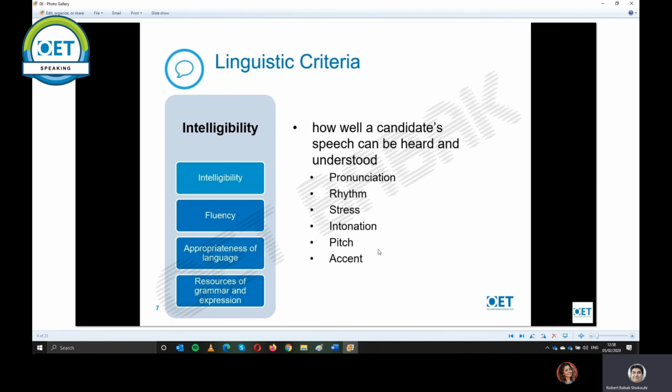And the accent needs to be understood. It doesn't matter if you speak British accent, Australian, American, or whatever accent. It doesn't matter. All that matters is that your accent is appropriate English and it can be understood. So there is no plus for any specific accent.